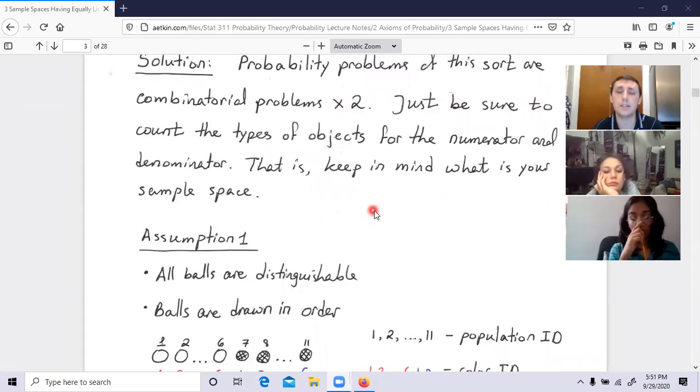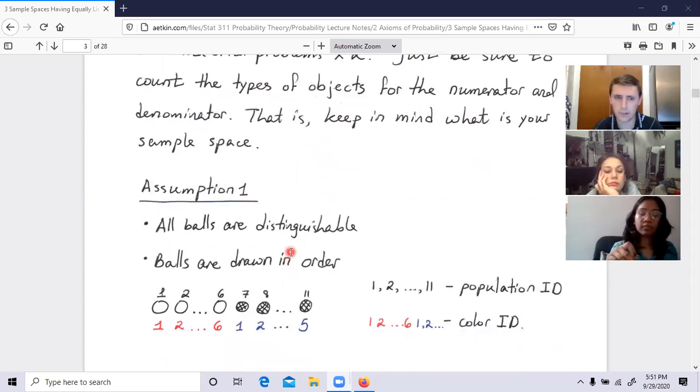So here is how I think of it very, very precisely. First assumption is, let's assume that every single ball is distinguishable, and balls are drawn in order. Now, in a properly regulated society, you have IDs. You must carry IDs all the time. So let's say that we have 6 white balls and we have 5 black balls.